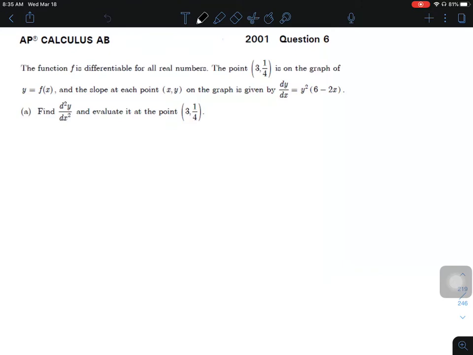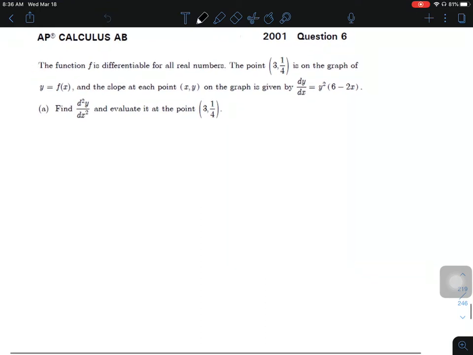And the slope at each point (x, y) on the graph is given by dy over dx. So that's the derivative. Notice there are y's in the derivative. So that could complicate things or make them easier. Find the second derivative with respect to x, and then evaluate it at (3, 1/4).